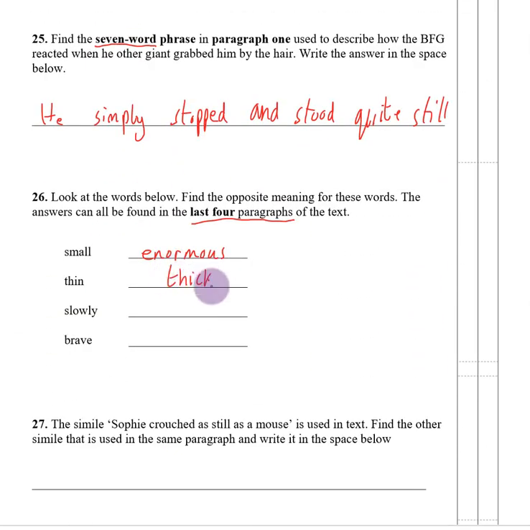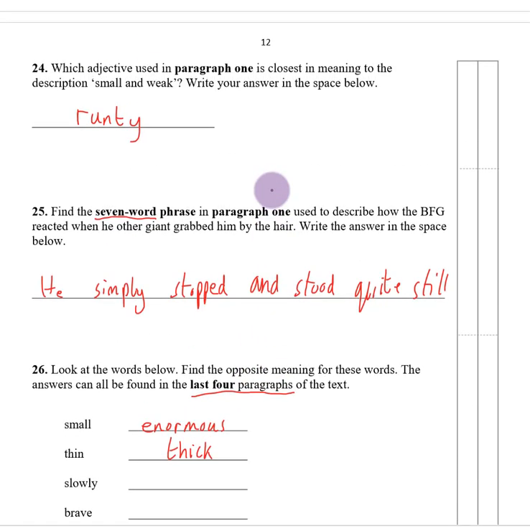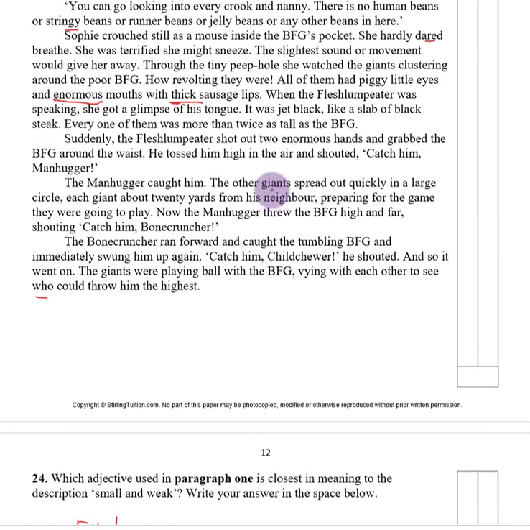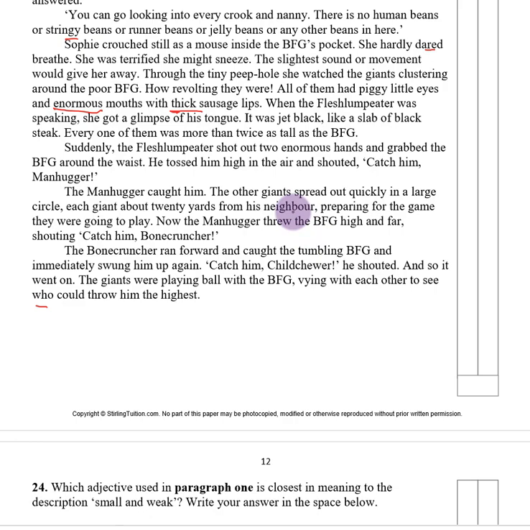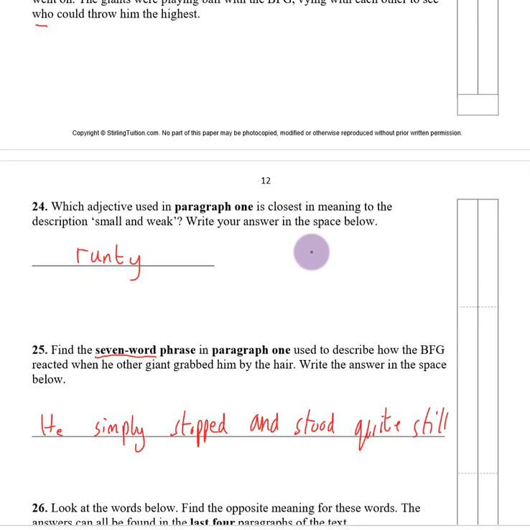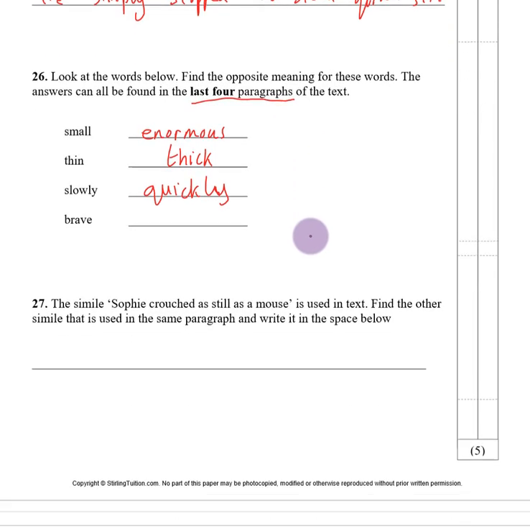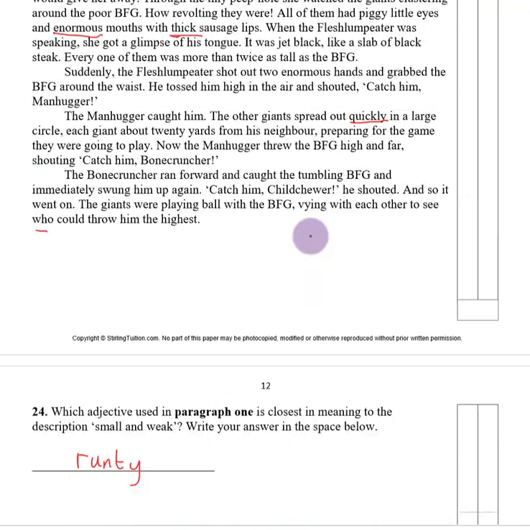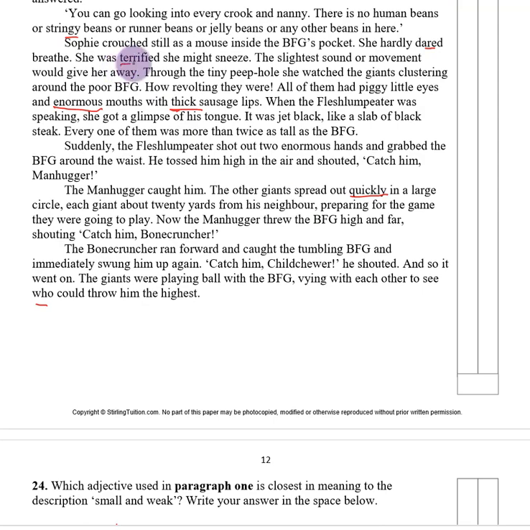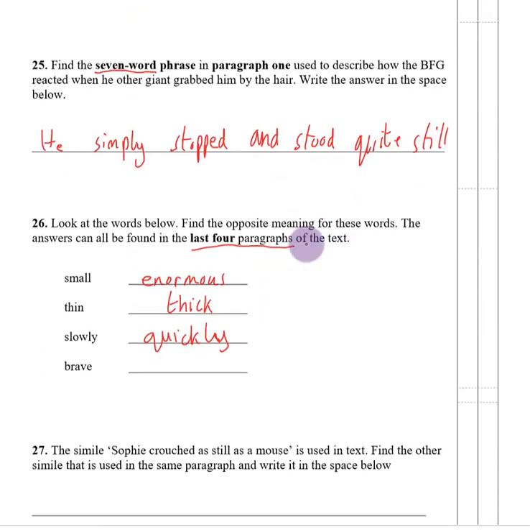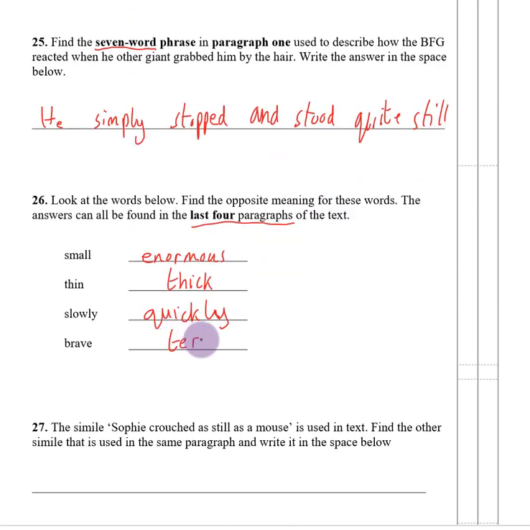And then the opposite to slowly would be quickly. So is quickly here somewhere? Let's see where quickly is. And if we go down here, there it is. We've got our quickly. And then finally, we've got brave. So the opposite to brave would be like scared or something like that. And that's this word here, terrified, would be the opposite. So we'll put that in, terrified.